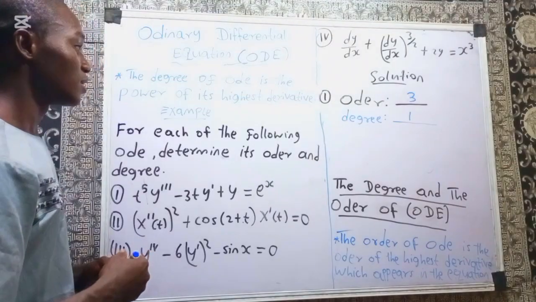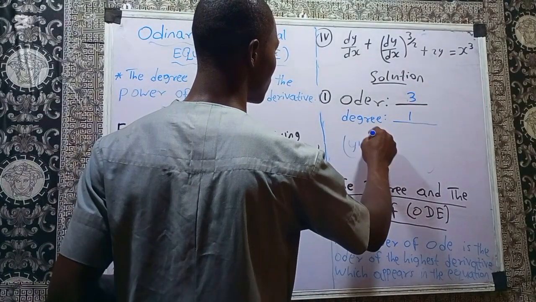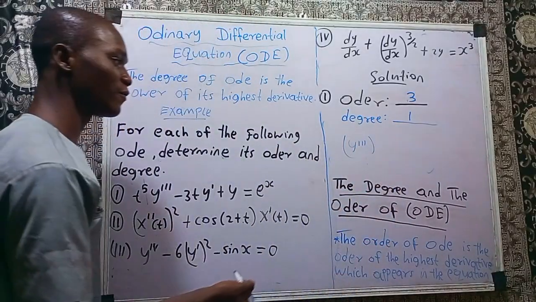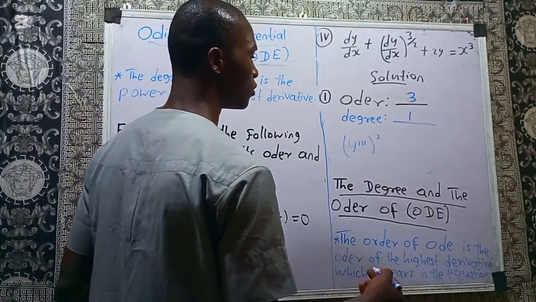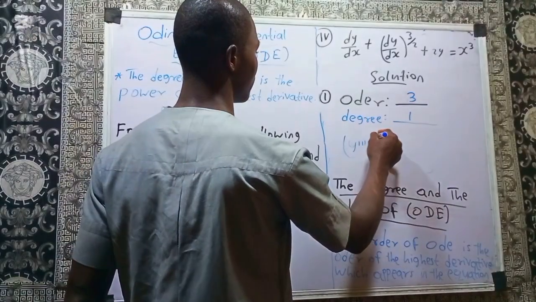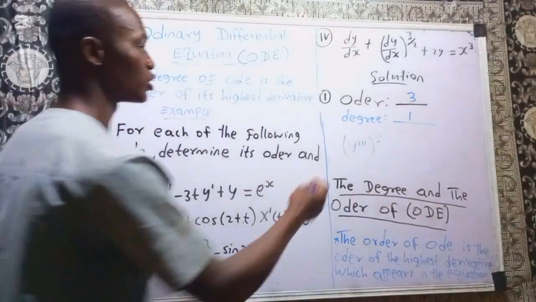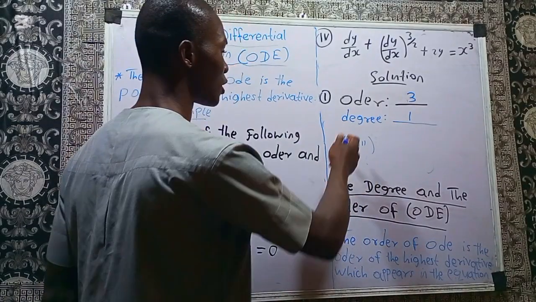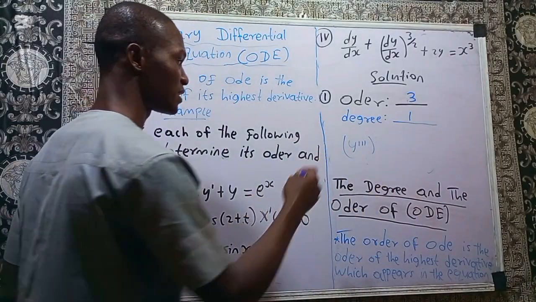The degree is 1 because you are not having y prime prime prime raised to any power greater than 1. Had it been that you have y prime prime prime raised to power 3 or power 2 or power 5, then it means that the degree will not be 1. But if you have y prime prime prime and you are not having it raised to any power, then the degree will automatically be 1.